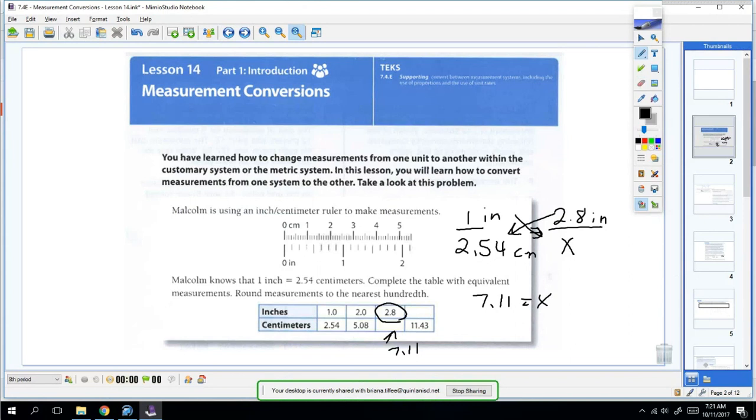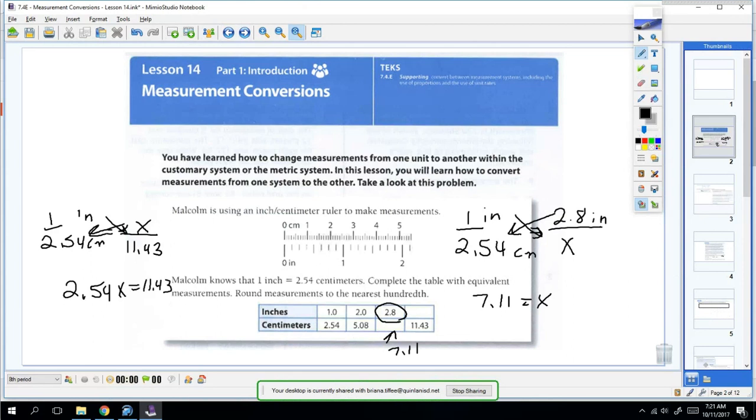All right, so now the next one is we're missing the inches. So we're going to set up the same ratio. For every 1 inch is 2.54 centimeters. And again, it's good to label it. So then 11.43 goes on the bottom and X goes on top. So again, you cross multiply. So you're going to do X times 2.54, so 2.54 times X. And then 1 times 11.43.